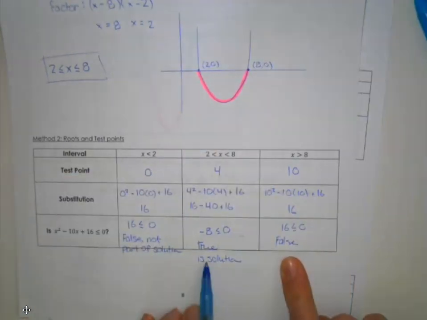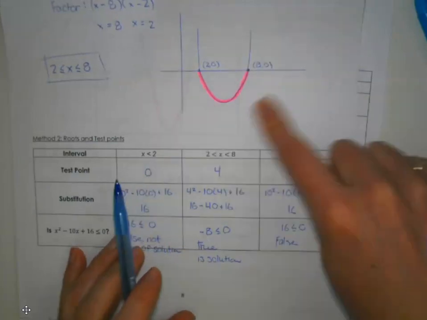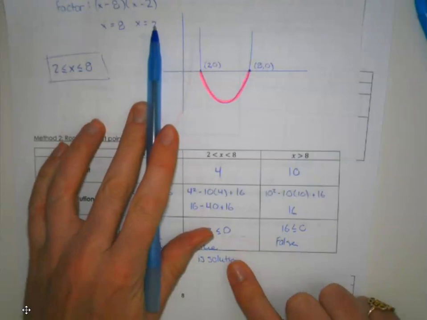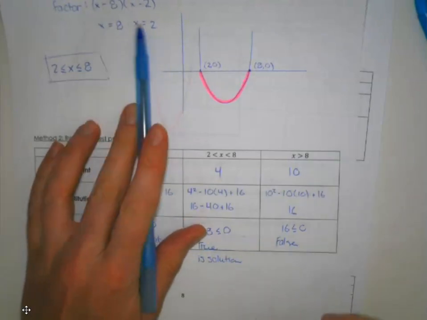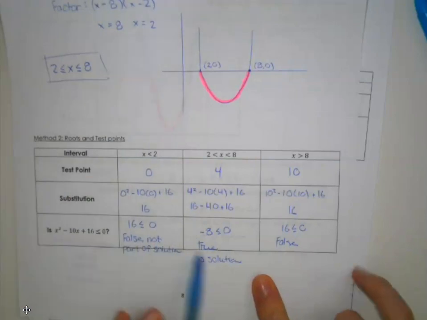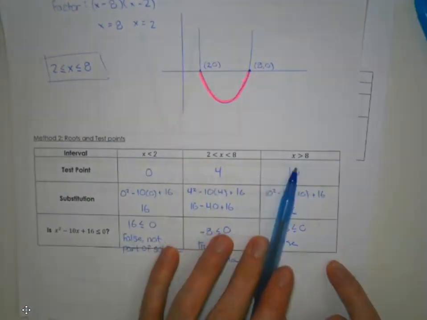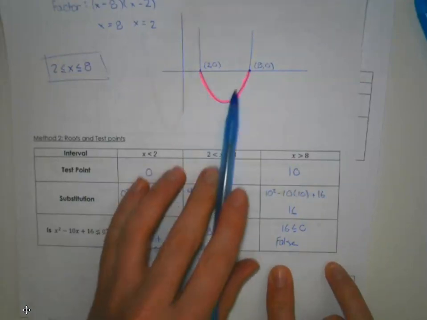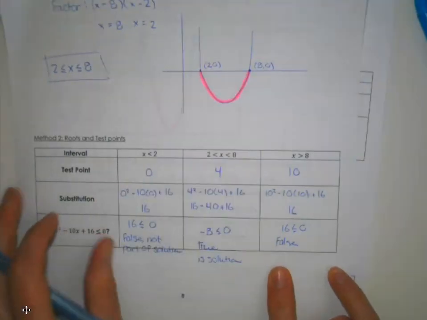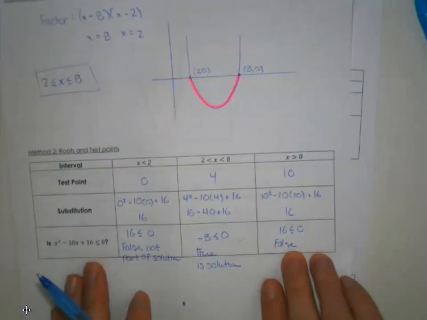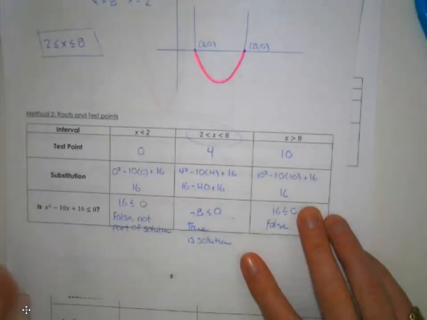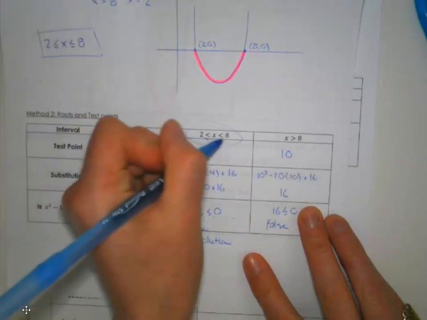So again, if we hadn't done the graph yet, we would have looked at our factors and known that we had to be either less than 2, greater than 8, or between there, and we set up our chart of things to test based on that. We find that this middle part is true, so we know the middle part of the graph is going to be our solution area. So again, this is our solution, although it should have been greater than or equal to there.